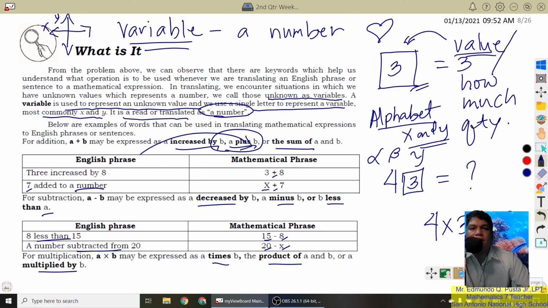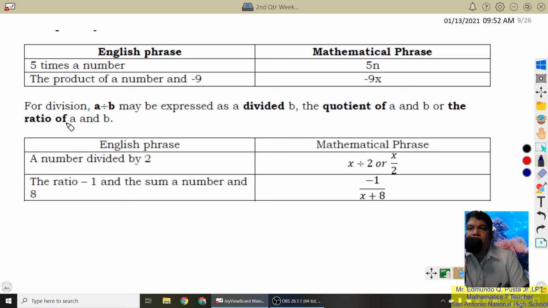So, we have here, okay? So, 5 times a number, we can represent it as 5n. Okay? So, ito dapat maintindihan ng lahat, no? Ngayong grade 7 na tayo, no? So, 5 times a number, sir, pwede bang ganyan? 5 times n. Okay, this one is also correct.